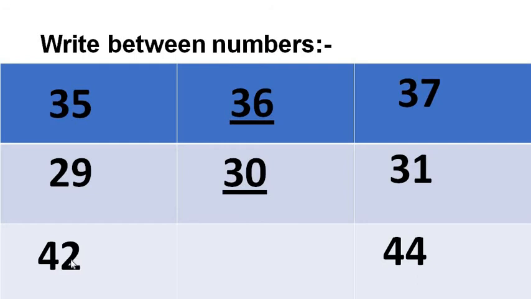Okay. Now this is 42. This is 44. So what should I do now? Let's start counting from 41. 41, 42, 43. I get the number 43. And if I want the before number of 44: 41, 42, 43 and 44. So I get the before number of 44 is 43. After number of 42 is 43. So we can say that 43 is the between number of 42 and 44.